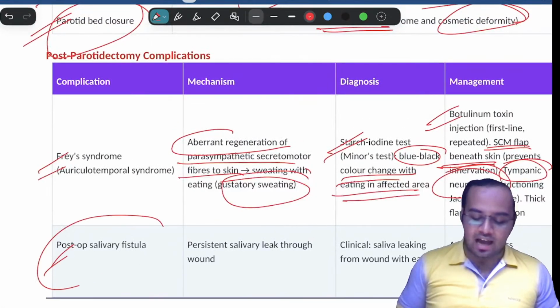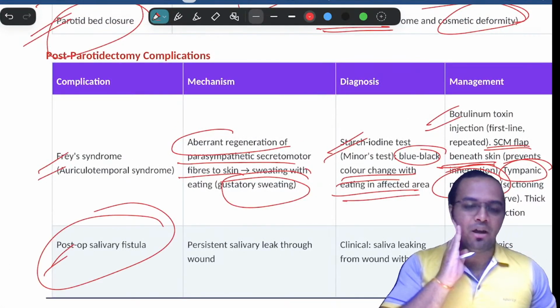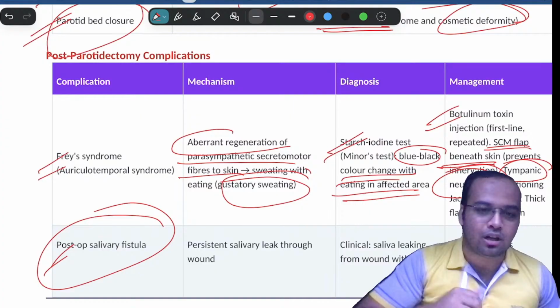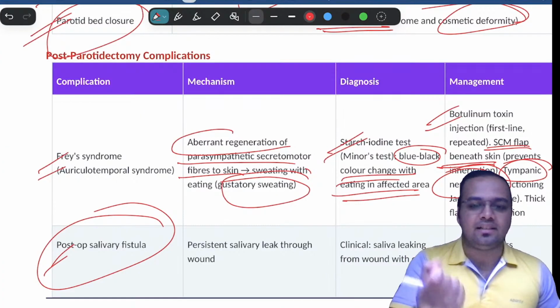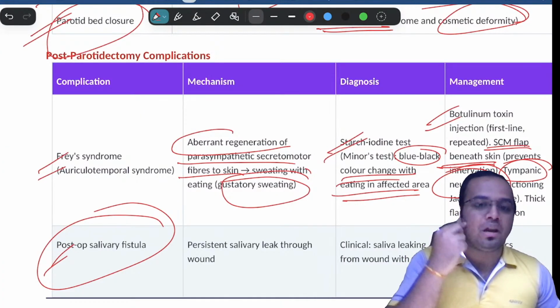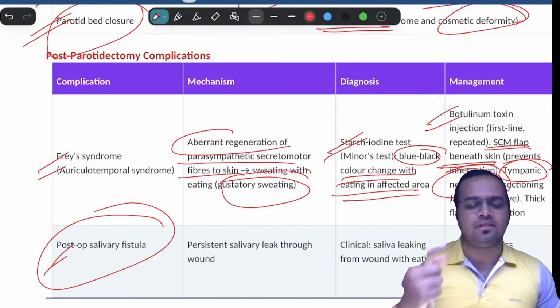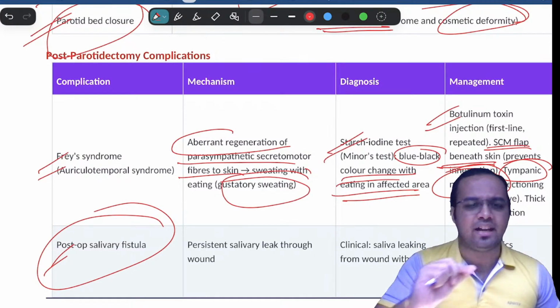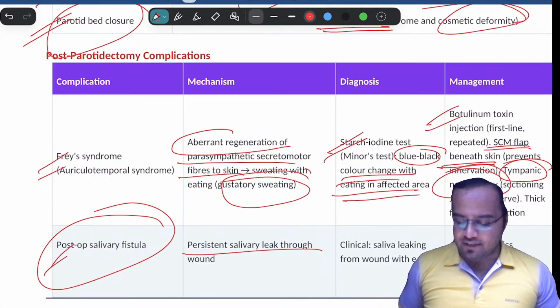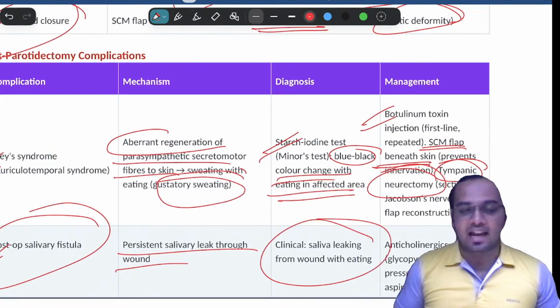Post-op salivary fistula. What happens is after you do the superficial parotidectomy, many times the salivary ducts are going to remain. So the deep lobe is going to keep on secreting. So the patient will develop a fistula. The patient might have the skin incision from where, after eating, there is going to be expression of the salivary secretions. So there is a persistent salivary leak through the wound, and clinically saliva is leaking from the wound.